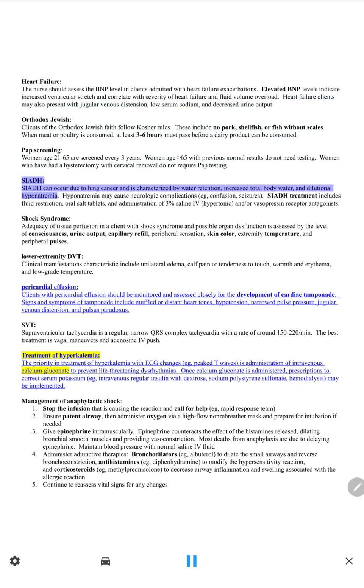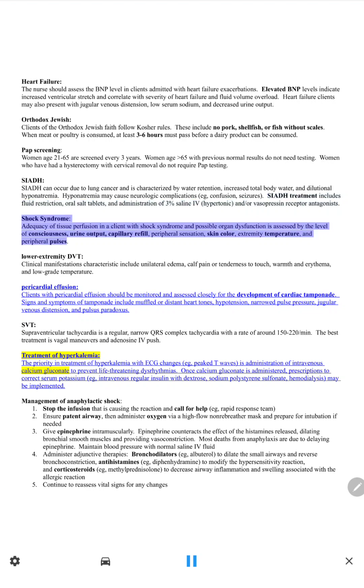SIADH. SIADH can occur due to lung cancer and is characterized by water retention, increased total body water, and dilutional hyponatremia. Hyponatremia may cause neurologic complications, e.g., confusion, seizures. SIADH treatment includes fluid restriction, oral salt tablets, and administration of 3% saline IV, hypertonic, and/or vasopressin receptor antagonists.